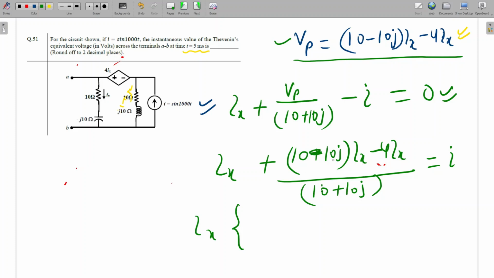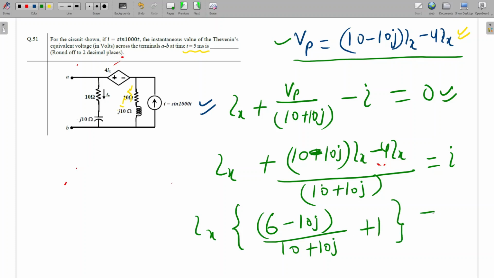See, here we can see now 10 minus 4, 6. So we can take common here: 10 minus 4 is 6, so 6 minus 10j, divided by (10 plus 10j), and plus here it will be 1, should be equal to I. Up to now it is clear to all. From this to this, is it clear? I have taken Ix common here.